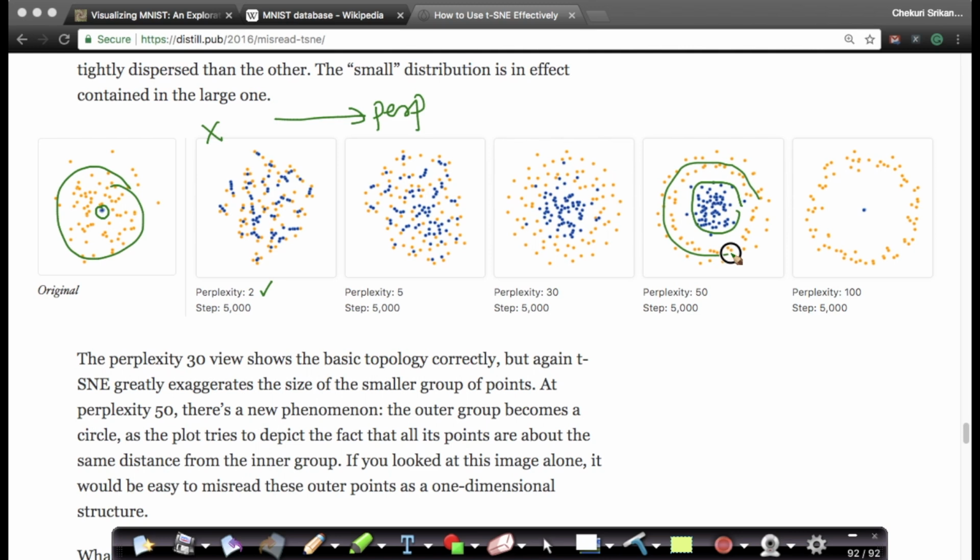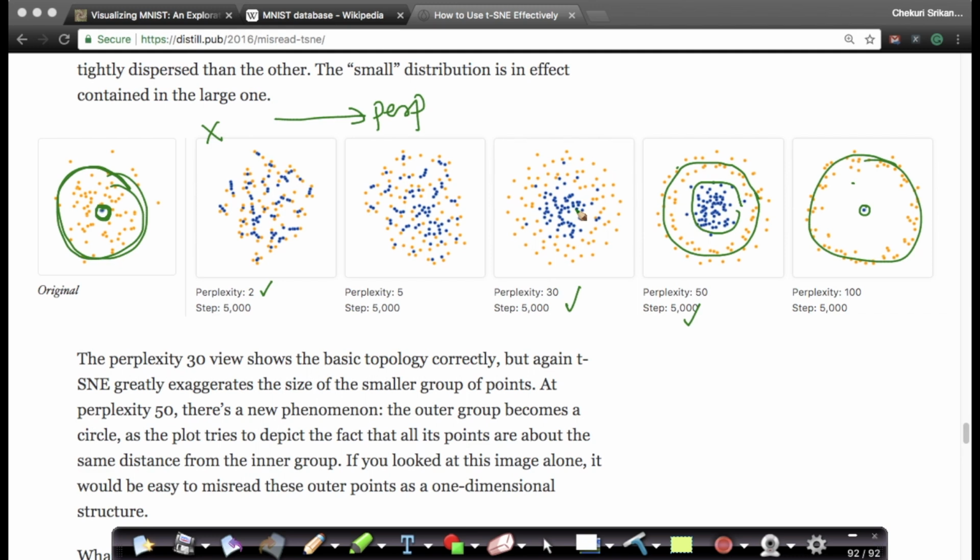So I'll not get exactly this shape, but I'll get a sense that, okay, blue points are inside my orange points, but I'll not get the perfect sense. See, this shape is not exactly the same as this shape or this shape, right? So a perplexity of 30 or a perplexity of 50 can show the basic topology or geometry here. Topology is the study of shapes in mathematics. It's a very, very wide area. Here the shape is called containment, because these blue points are contained within my orange points, right?